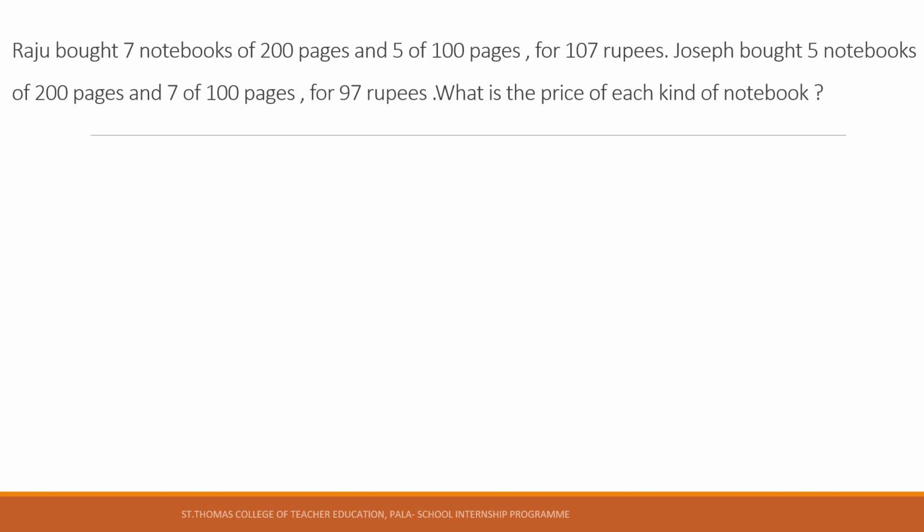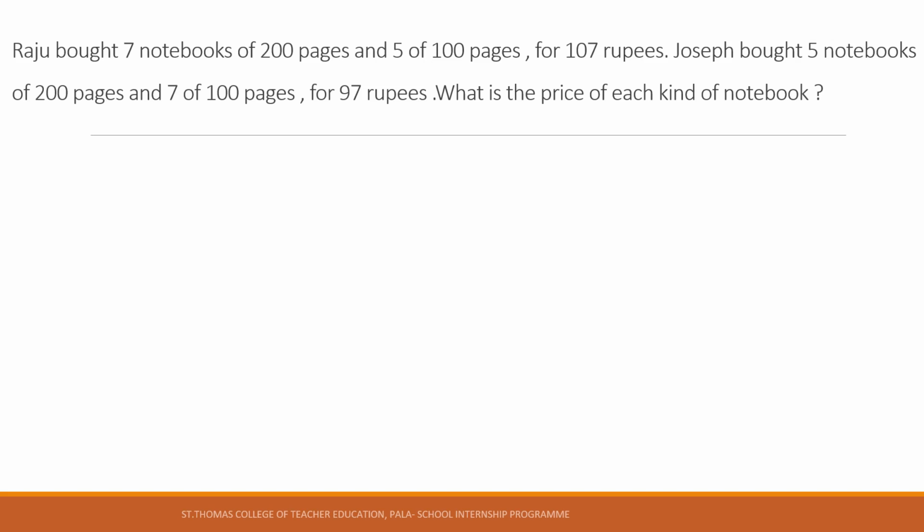Yes. Raju bought 2 kinds of notebooks. One is 200 pages and the other is 100 pages. 7 notebooks of 200 pages and 5 notebooks of 100 pages, and the total price was 107 rupees. Joseph bought 5 notebooks with 200 pages and 7 notebooks with 100 pages. And the total cost was 97 rupees. We have to find the price of each of these notebooks, isn't it?